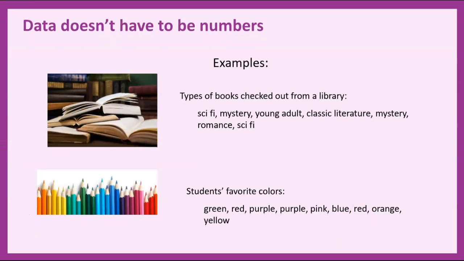Notice too that data doesn't have to be numbers. It could be words, things we use to describe things. So for instance, it could be books we check out from the library. Notice we don't have numbers here, but we do have different categories of books. Notice also that these can be repeated. That makes sense because you can check out more than one sci-fi book from the library.